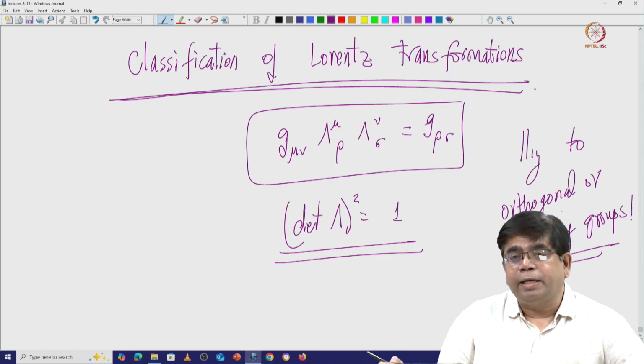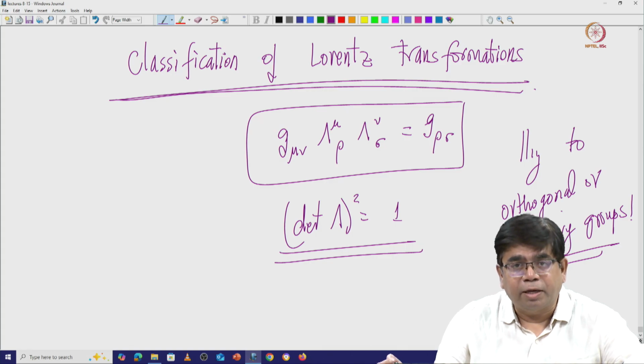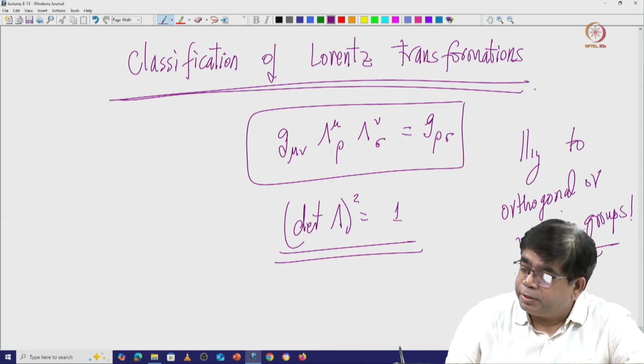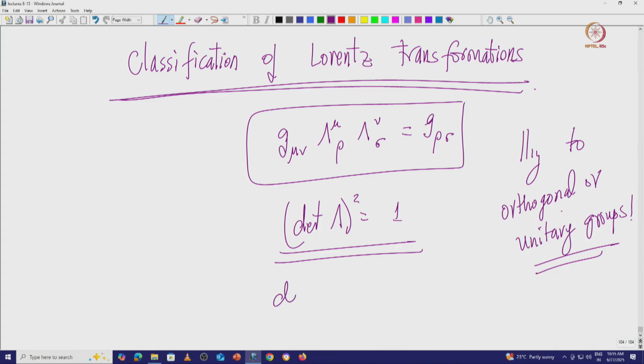Instead of calling it special, here we have a different name for Lorentz transformations. We call it det lambda is equal to plus 1. In the case of orthogonal or special unitary groups, we call them special. Here we call them proper Lorentz transformations, or improper Lorentz transformations.